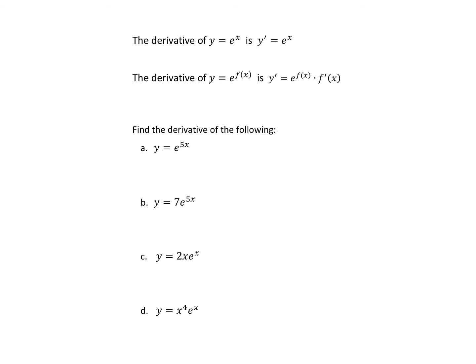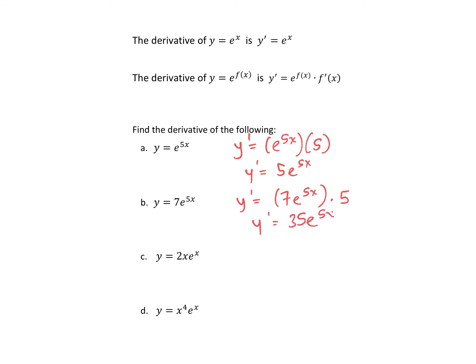Okay, so if I want to find the derivative of y equals e to the 5x, I'm going to leave e to the 5x the same, and then I'm going to take the derivative of f of x, which is 5. So the result is 5e to the 5x. If we have y equals 7e to the 5x, the derivative would be 7e to the 5x stays the same, and we multiply by the derivative of 5x, which is 5. So we get 35e to the 5x.